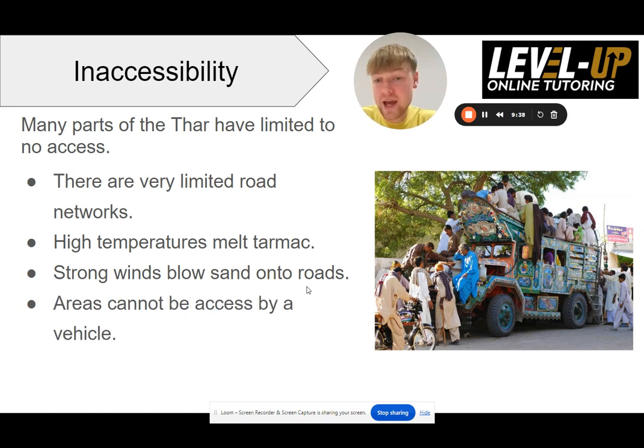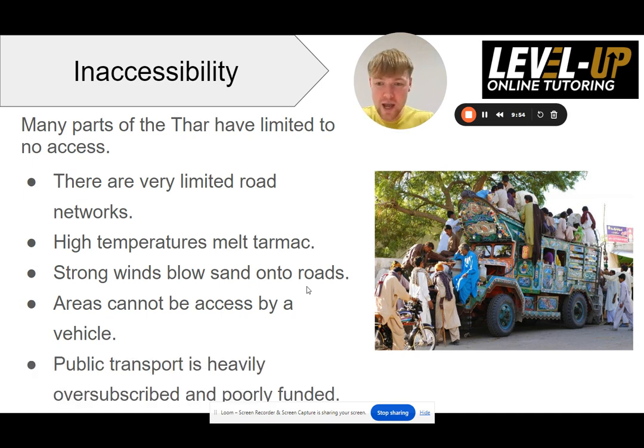Quite a lot of the area cannot be accessed by a vehicle. So again, that creates key challenges. The most preferred method of transport in the Thar Desert traditionally is via camel, because they can go off-road. They're very well suited for walking in the sand, as we found out from our adaptations video.